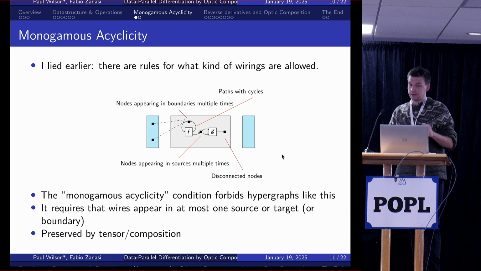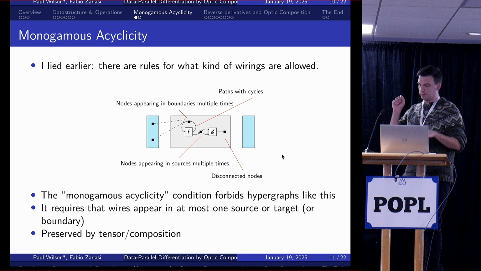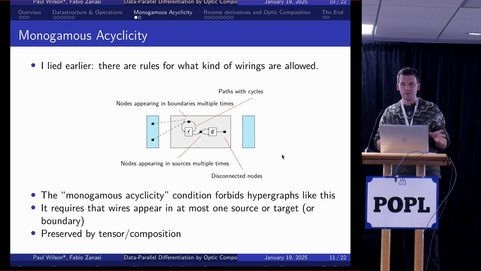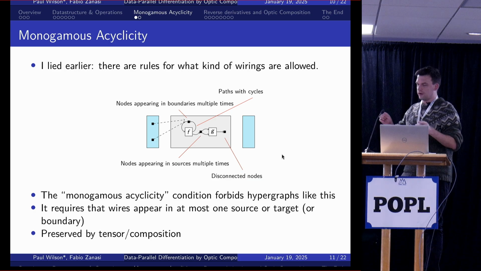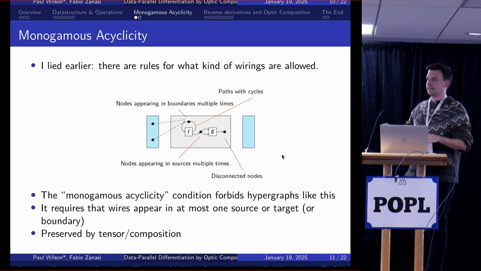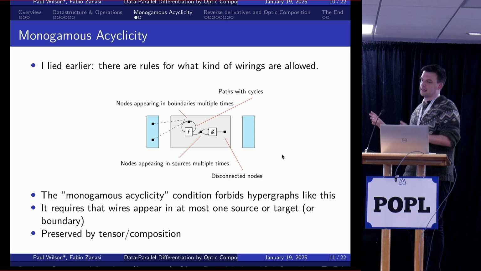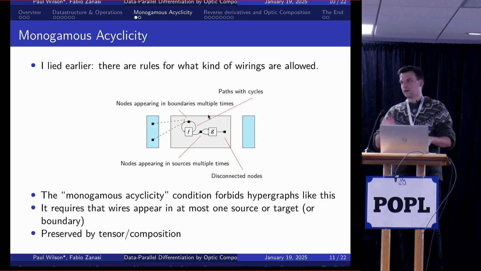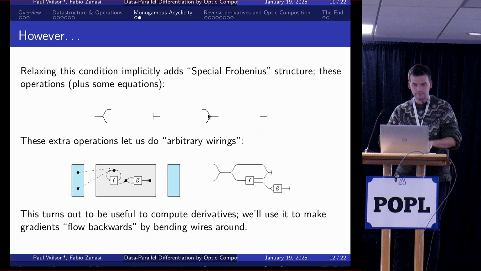And before I talk about autodiff, I have to tell you about this condition, monogamous acyclicity. Earlier I said you plop your operations down on the page and you wire them up however you like. That doesn't actually work. That doesn't get you a morphism in the category, so I lied. It gets you a morphism in a different category with some extra structure. I'll show that in a minute. But if you want a genuine morphism in the category generated by your signature, you need this monogamous acyclicity condition. I'm not going to tell you what it is, but it's fairly simple. It forbids things like I've pictured here. And of course, it's preserved by tensor and composition. So if you build something inductively, then it's still within the category.